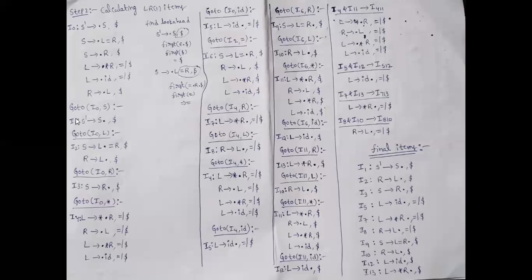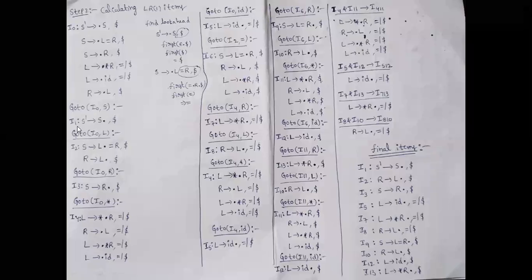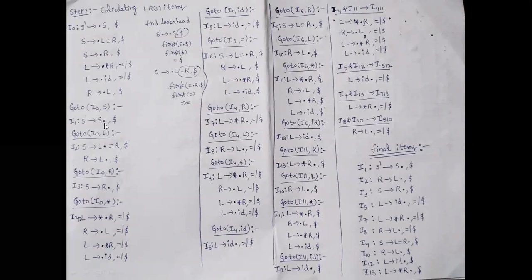Then moving to the next state, that is I1. Here I1 is the final production. Why? Because the dot is placed at the right end of the production, so no need to apply the goto function. Then we are considering the state I2. Here after the dot we have equal. Then we are applying goto of I2 comma equal.